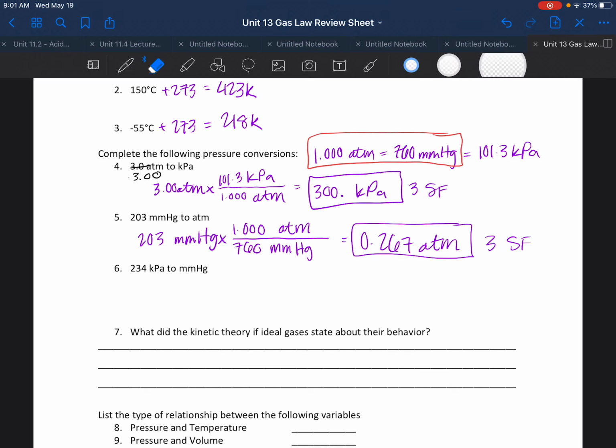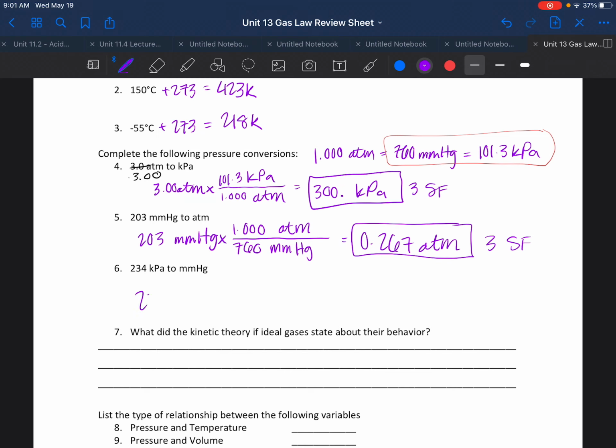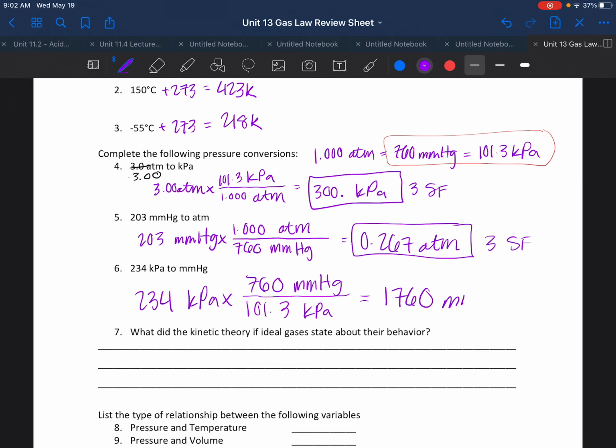Lastly, we are going to be looking from kilopascals to millimeters of mercury. That's going to be these two. And so starting with what we know, 234 kPa. Setting up our conversion fraction. We want to get rid of kPa, so we put that on the bottom. And we want millimeters of mercury, so we put that on top. Filling our numbers for every 760 millimeters of mercury, we have 101.3 kilopascals. And so for this one, you take 234 times 760, divide that by 101.3, and you get 1,760 millimeters of mercury. Again, 3 sig figs.